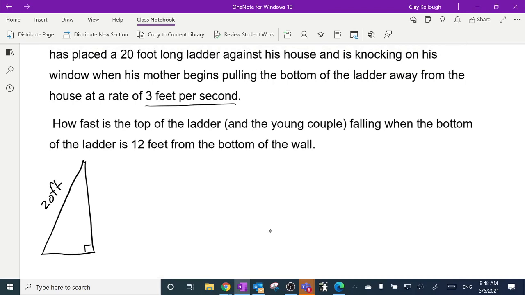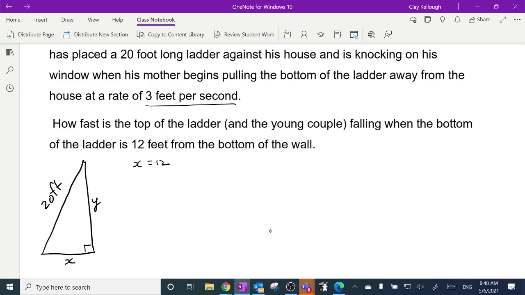Otherwise, we can't do this problem. And we have some sort of x distance here, and some sort of y distance there. We are told to find how fast the top of the ladder is falling when the ladder is 12 feet from the bottom of the wall. So we actually know that x is 12 at some point. That's a given. What else are we given?